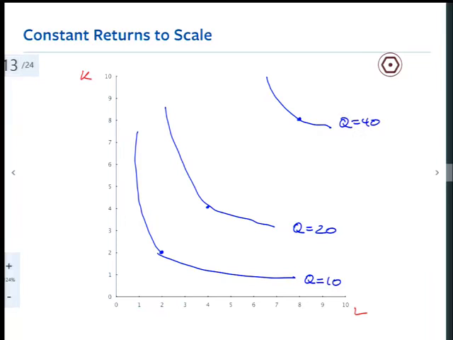Why are these constant return isoquants? Well, I double inputs. I go from 2, 2 to 4, 4. At 2, 2, I'm producing 10 units. At 4, 4, I'm producing 20 units. I'm doubling inputs, I'm doubling output. Again, if I double inputs again, from 4, 4 to 8, 8, I double outputs again. I go from 20 to 40.